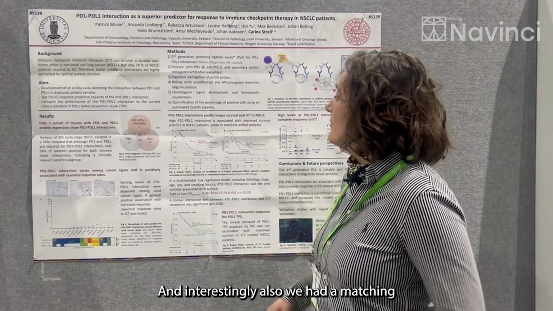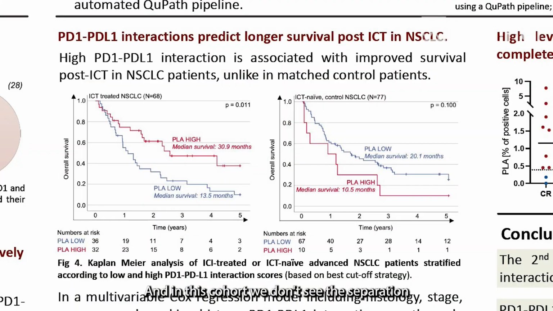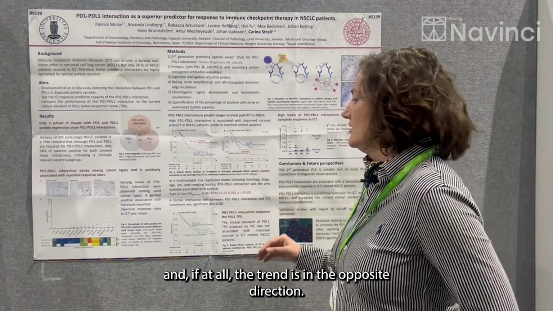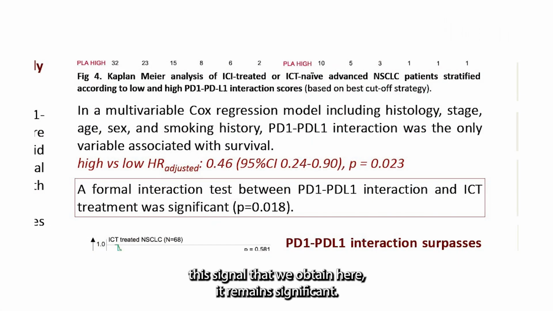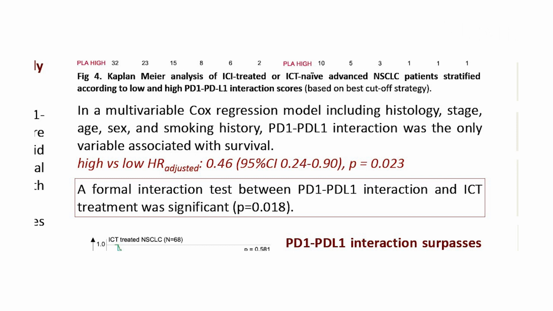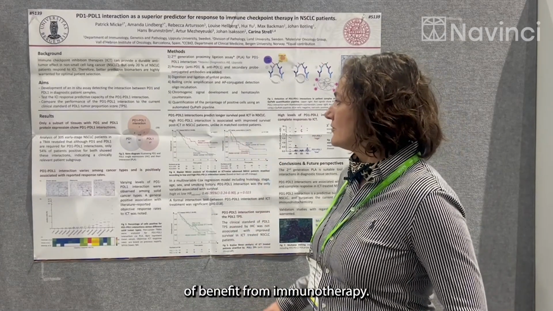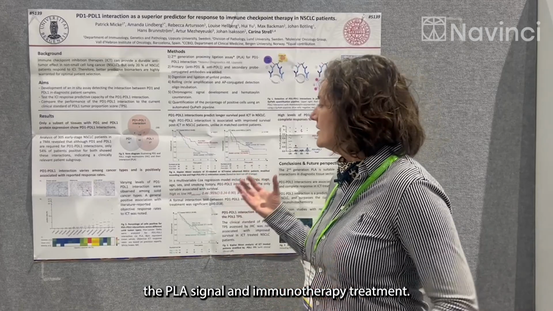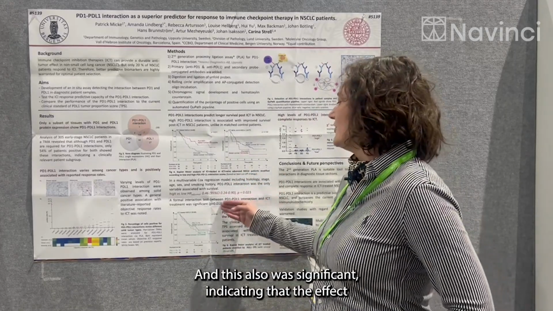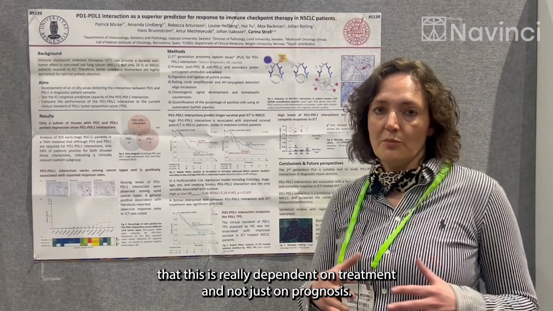Interestingly also, we had a matching control cohort of lung cancer patients not receiving immunotherapy. In this cohort, we don't see the separation. There's no significant effect, and if at all, the trend is in the opposite direction. Importantly, when we perform a multivariable Cox regression analysis, the signal remains significant. So the interaction remains a significant independent predictor of benefit from immunotherapy. We also performed a formal interaction test between the PLA signal and immunotherapy as treatment, and this also was significant, indicating that the effect that we see is really dependent on treatment and not just on prognosis.